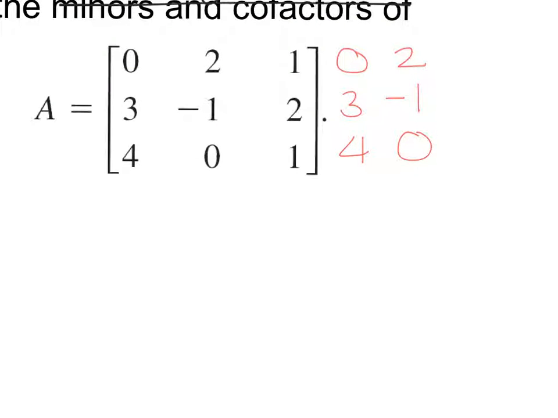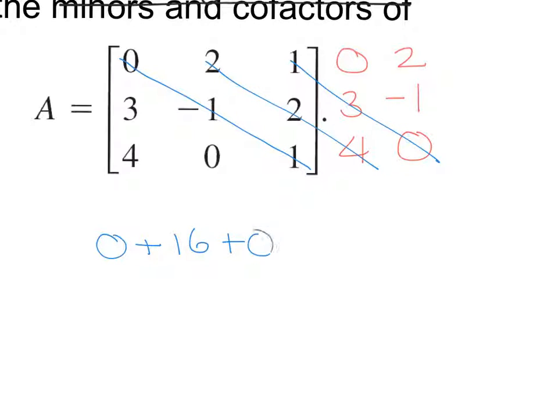Once we duplicate these 2 columns to the right of the matrix, we're going to take diagonals starting at the top left, working our way to the bottom right. So I'm going to create a total of 3 diagonals like this, and multiply straight down those diagonals. So 0 times negative 1 times 1 is 0. Then we're going to add it to the next diagonal product. 2 times 2 is 4 times 2. No, that's times 4. So 4 times 4 is 16. And then I have 1 times 3 times 0 is 0.